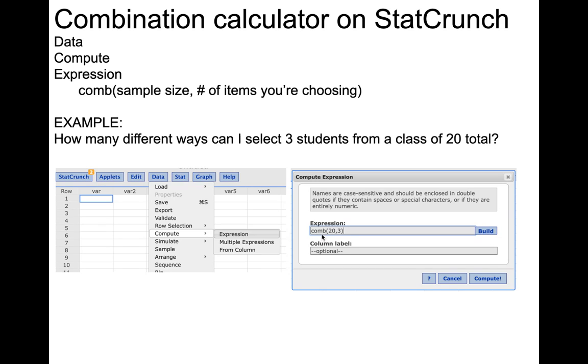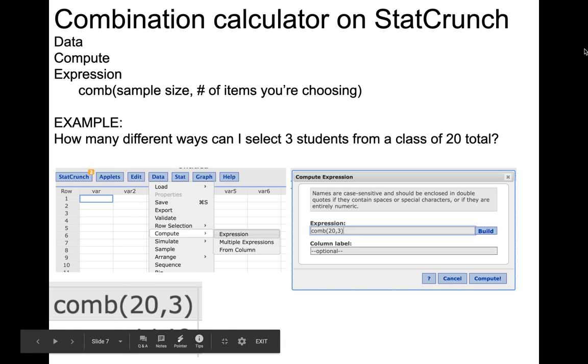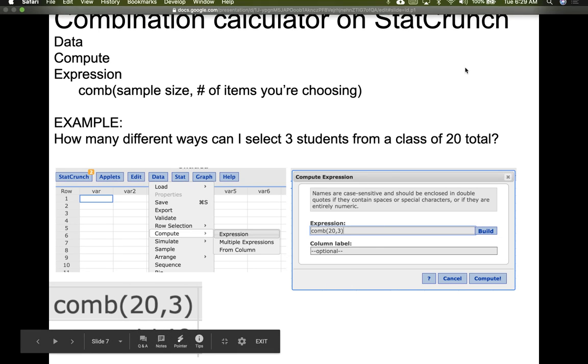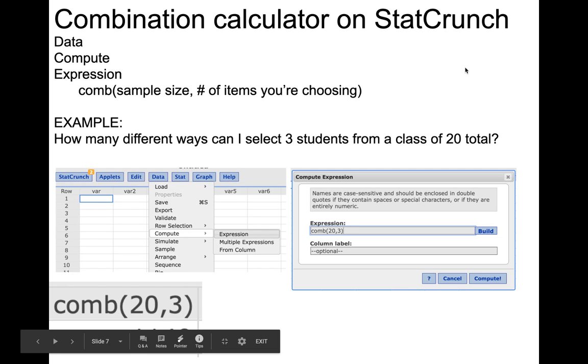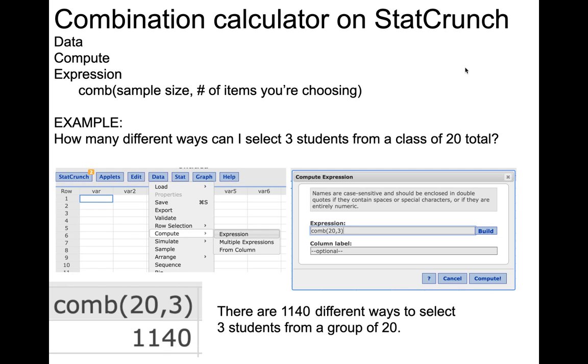So COMB, which stands for combination, and then in parentheses right next to it, you put the sample size. In this case, the sample size is the total number of students, comma, the number of items, or in this case, the number of people you're choosing, which is 3. So when I did that, that's what came up. There we are. All right, that's what came up.